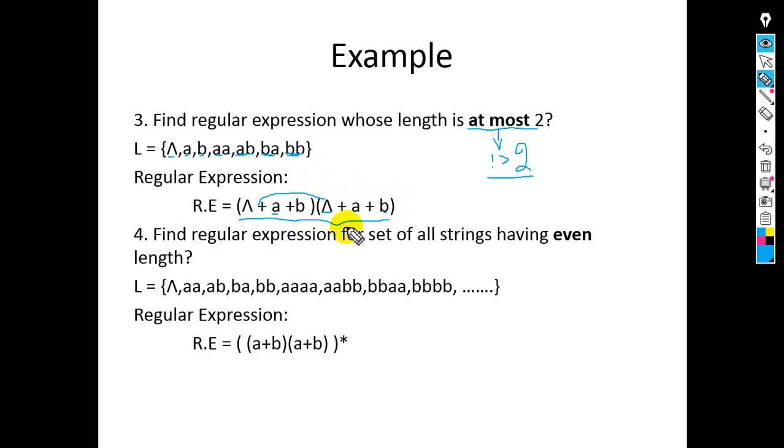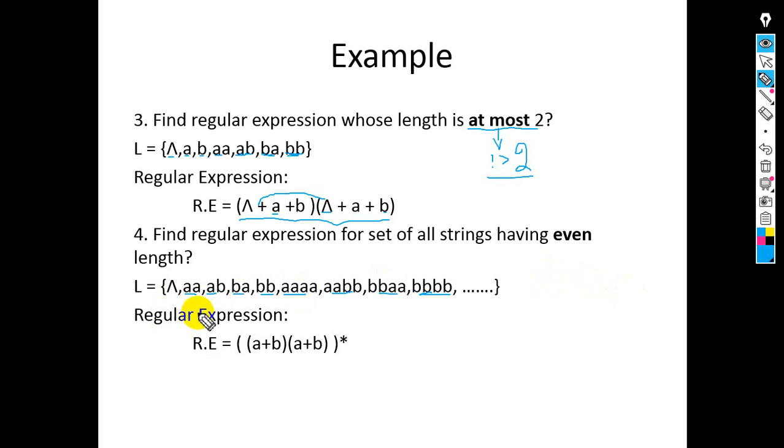Next, find a regular expression for the set of all strings having even length. So here we have even length. The language should be such that every string has even length. Here the length is 2, then 4, then length 6, then length 8, then length 10, so even length continues infinitely. The length must be even.